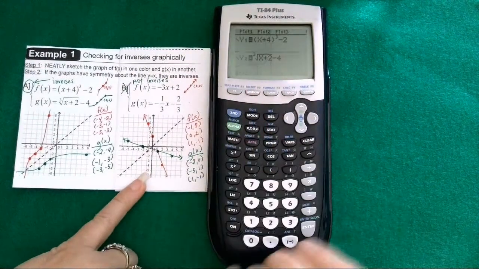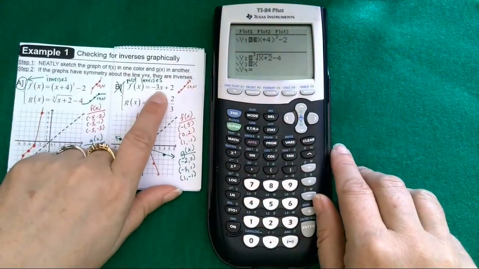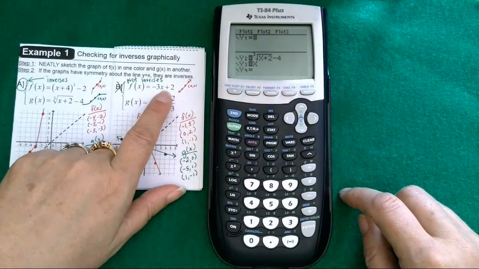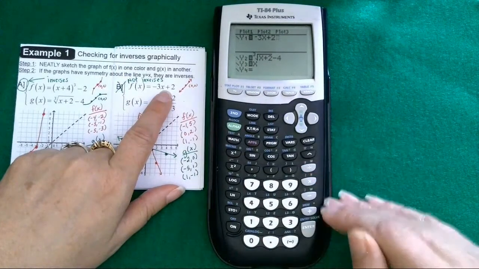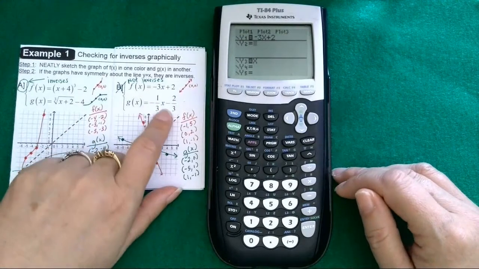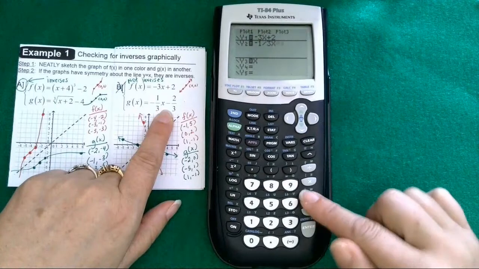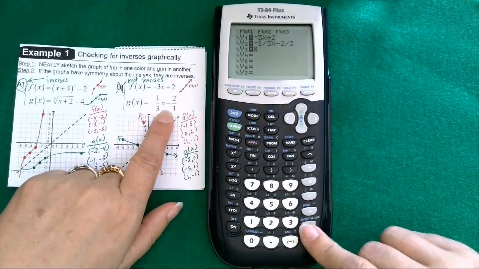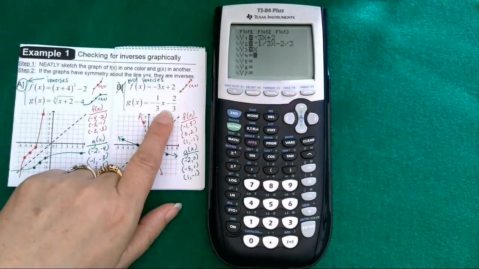Now if I go back to my y equals and I want to check, for example, b, then I can hit clear, and I'm going to replace that y1 with -3x plus 2. And I'm going to replace my y2 by hitting clear with negative 1/3 x minus 2/3. That's my g of x. My line of symmetry, y equals x, can stay the same.